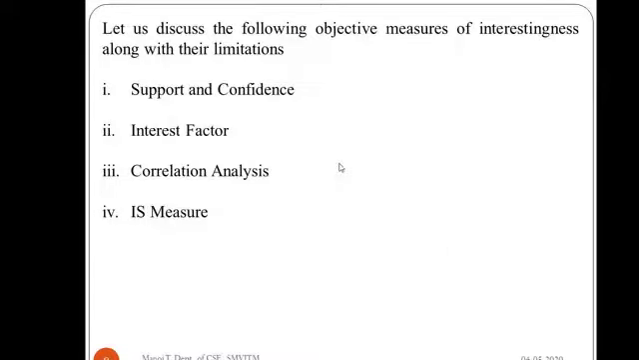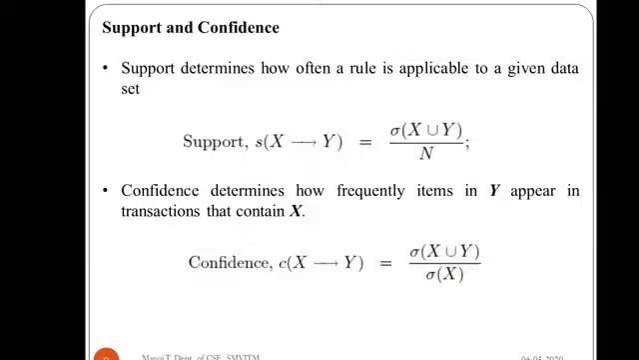Let us discuss the following objective measures of interestingness along with their limitations in this particular lecture going forward. That is support and confidence, interest factor, correlation analysis, IS measure. Other than this, there are other measures, but as far as our lecture is concerned, we will concentrate on these four measures of interestingness, where we will see how to compute that, and with an illustration what are its limitations, we will see that. Now let us begin with the support and confidence measure in objective measures of interestingness.